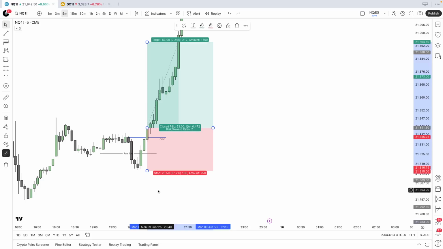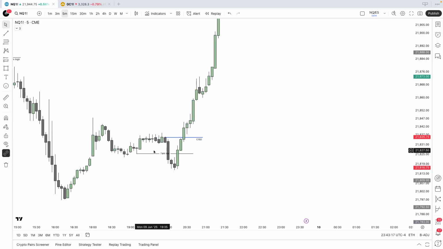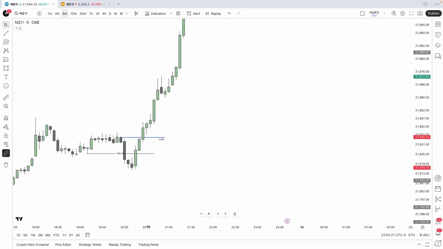But let's now take the reverse. What if we want to manage our risk accordingly? Well, before the 7 o'clock sweep, what did we see form here on the 5-minute time frame? Well, we saw a breaker block form on this bullish candlestick here. So we saw a 5-minute breaker form on this candle.